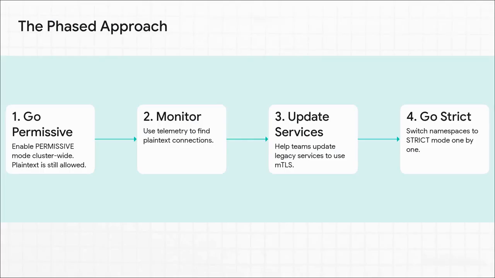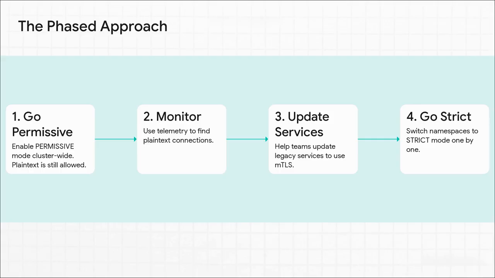Step 1, we turn on permissive mode for the entire cluster. The key here is that nothing breaks. Everything just keeps working. Step 2, we just watch. We use Istio's dashboards to see who's still sending plain text traffic. We make a list.